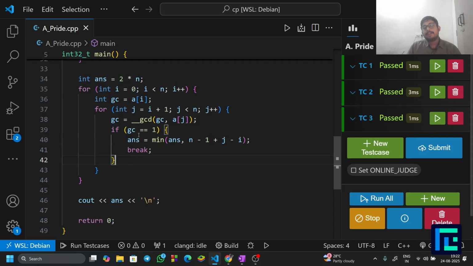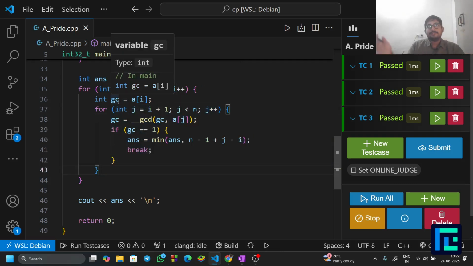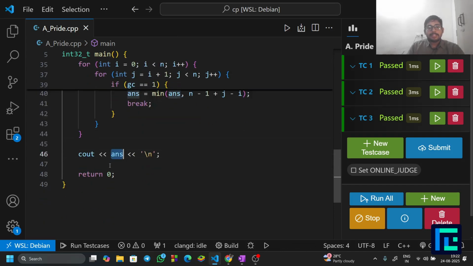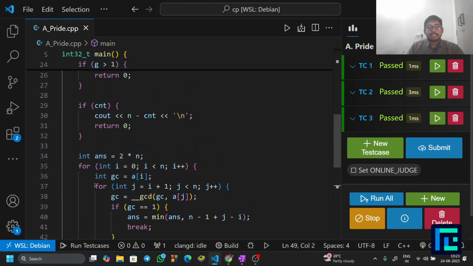Once we have got a GCD of 1, we don't need to go further and take more GCDs. It would remain 1 only. So we can break out from the inner loop. Then in the outer loop again we'll start with a fresh L and do the brute force again. So this way we get our final optimal answer. So I hope the logic and code is clear.